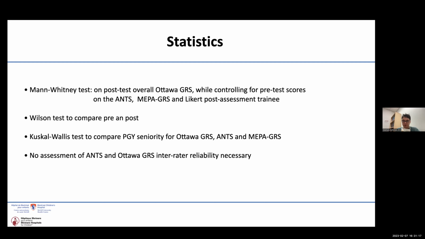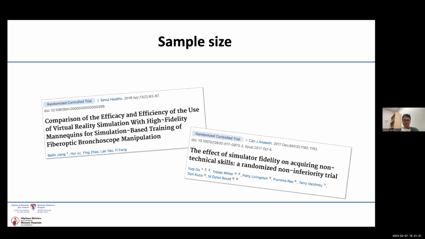We can also compare this improvement along different years and seniorities, and we want to look into the inter-rater reliability, because this has been already published and proved for the scales that we are using. So basically, we don't need 2 raters. We're going to use only 1 rater.